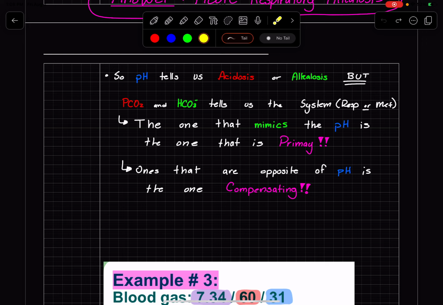Okay? Now, to find out which one you're dealing with, CO2 or bicarb, you want to find the one that mimics the pH. So if the pH says alkalosis, look for the one that also is alkalosis, whether it's bicarb or CO2. So that would be low CO2 or high bicarb. Look for those. Whichever one mimics that pH is going to be your primary process, meaning the main thing going on, probably the first thing that's sort of causing issues, and why the other things are happening, if there are other things.